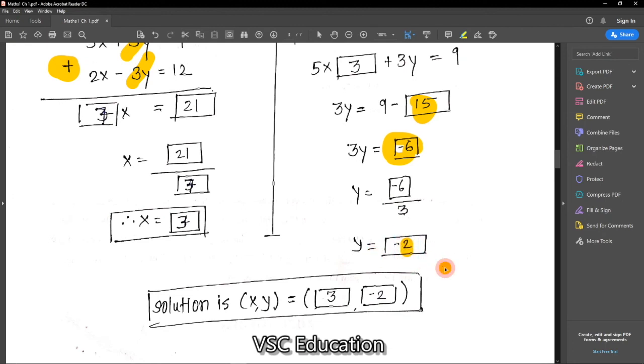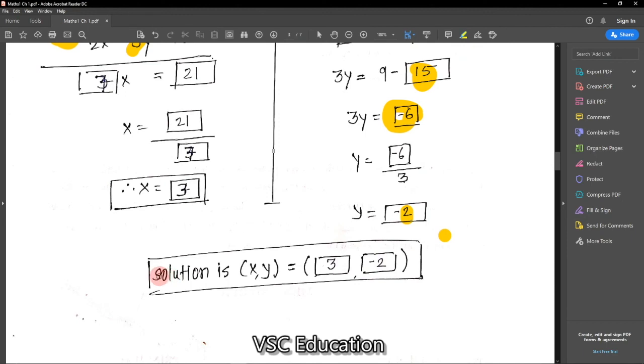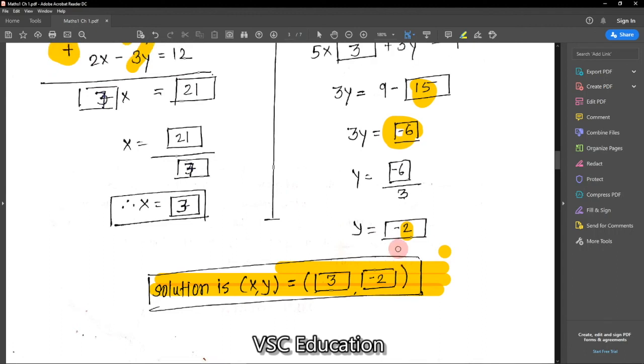When you write the answer, always write first x and then y. So in brackets x and y: the value of x is 3 and the value of y is minus 2. This is the solution of the equation. Okay, so understood? This is your first sum in exercise 1.1. You go through this again, repeat it, practice it, then we will solve the next examples in the second video.